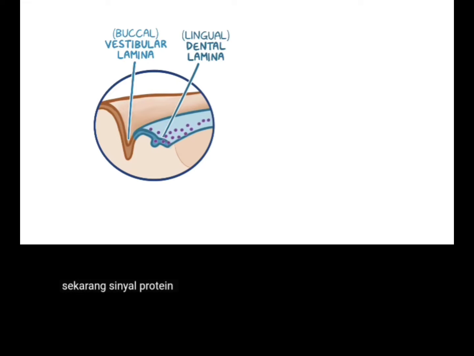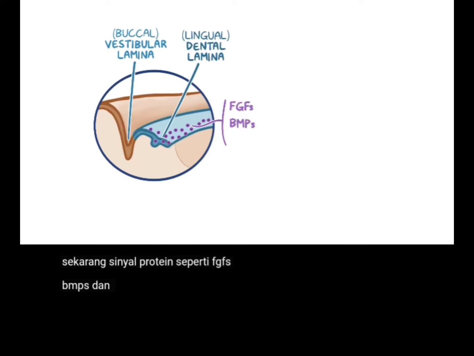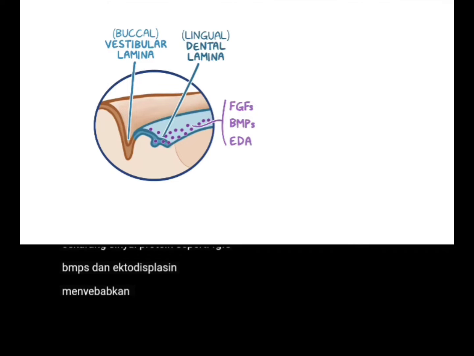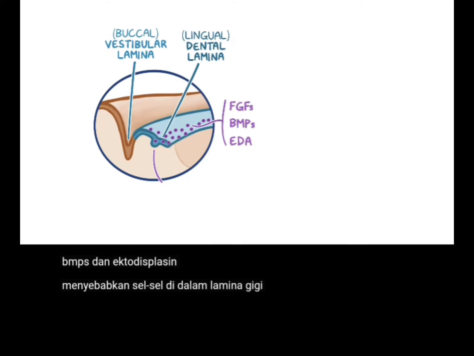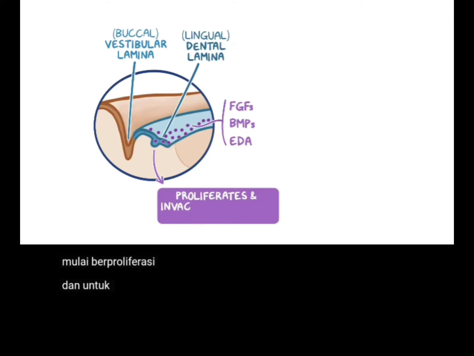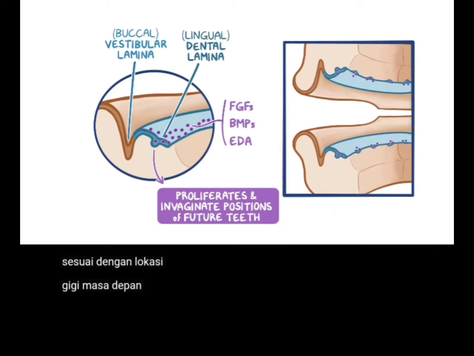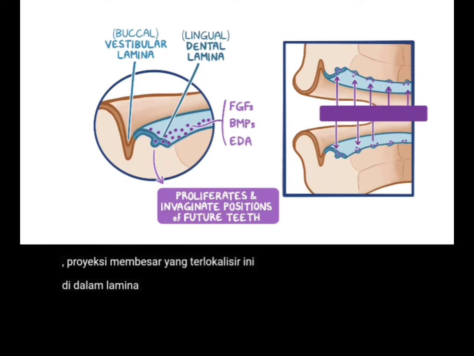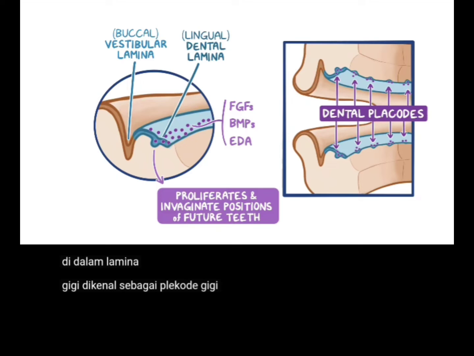Now, signal proteins such as FGFs, BMPs, and ectodysplasin cause the cells within the dental lamina to start proliferating and to invaginate in the positions that correspond to the locations of the future teeth. These localized, enlarged projections within the dental lamina are known as the dental placodes.